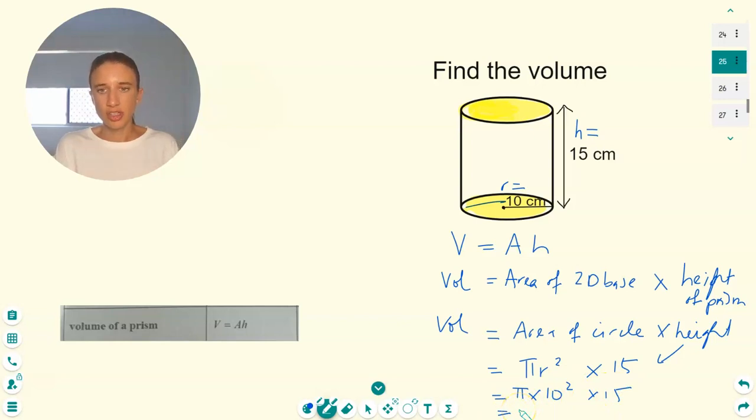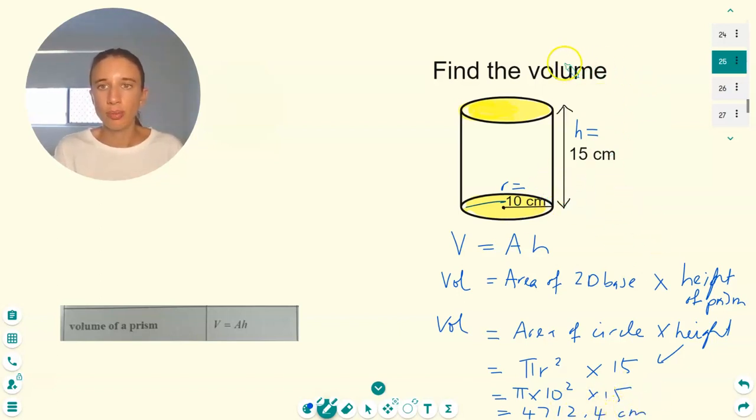And you can just chuck this straight in your calculator. So remember, volume is area of the 2D base times the height of the prism. So let's chuck in these values. Pi times 10 squared times 15, 4712.4. Let's just do it to one decimal place, and we plugged in centimeters.